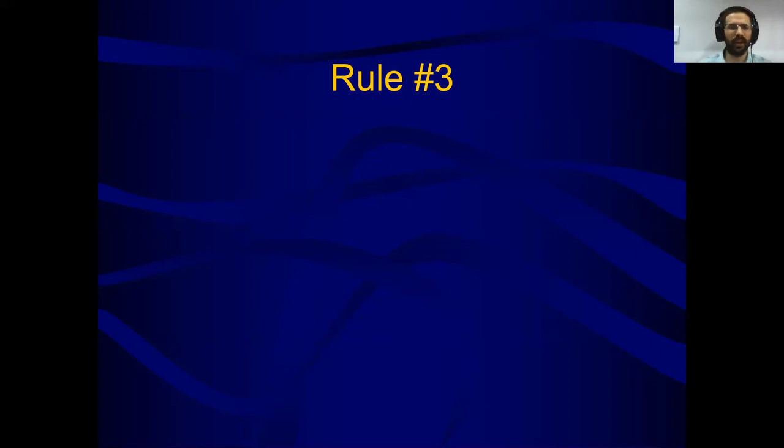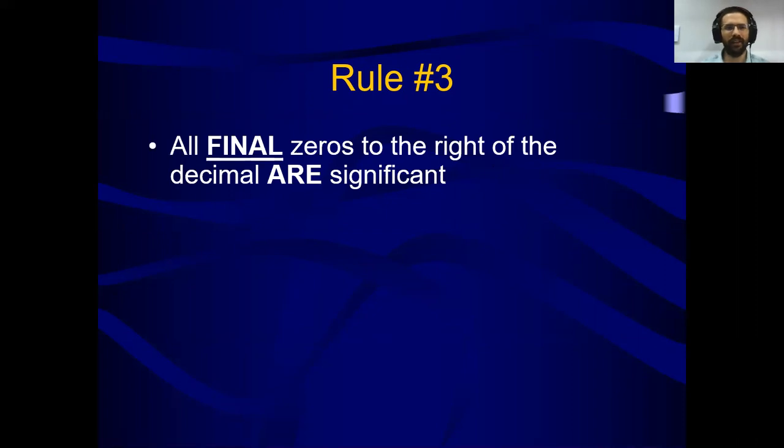Rule number 3 says that all final zeros to the right of the decimal are significant. What does that mean, teacher? Well, okay, let's break it down a little bit. The word final means last, right? So if it is a digit and it's 0 and it's the last one, that is significant if it's to the right of the decimal, right?